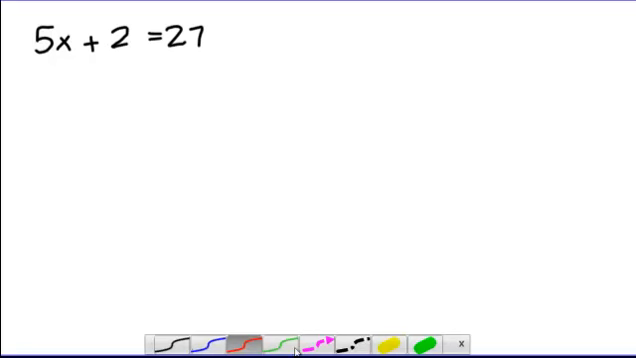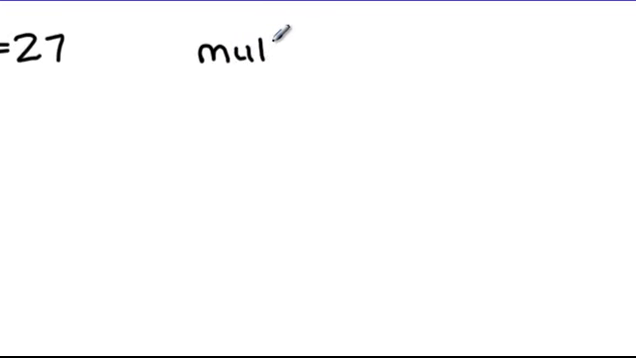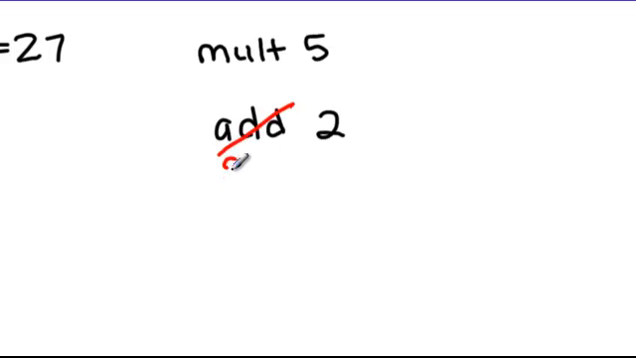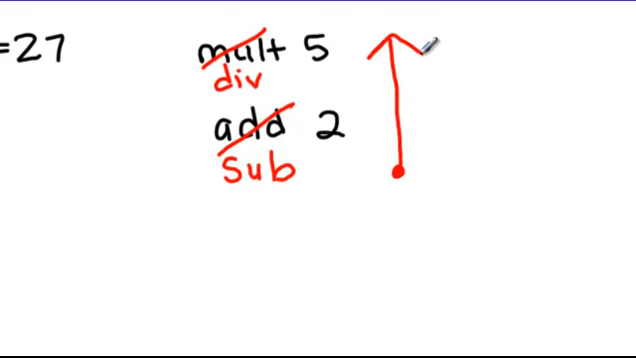5 times x says we are multiplying the x by 5, and then what else? We are adding 2. We're going to now work our way backwards by undoing that portion. So what's the opposite of add? Subtract. Good. What's the opposite of multiply? Divide. Excellent. I'll just write div for divide. So remember, we're going to start at the end of our statement and we're going to go backwards.